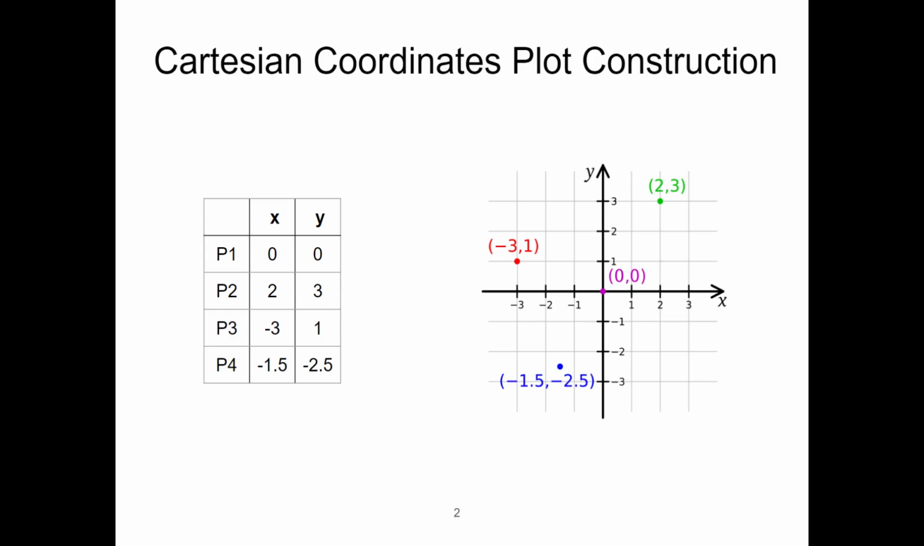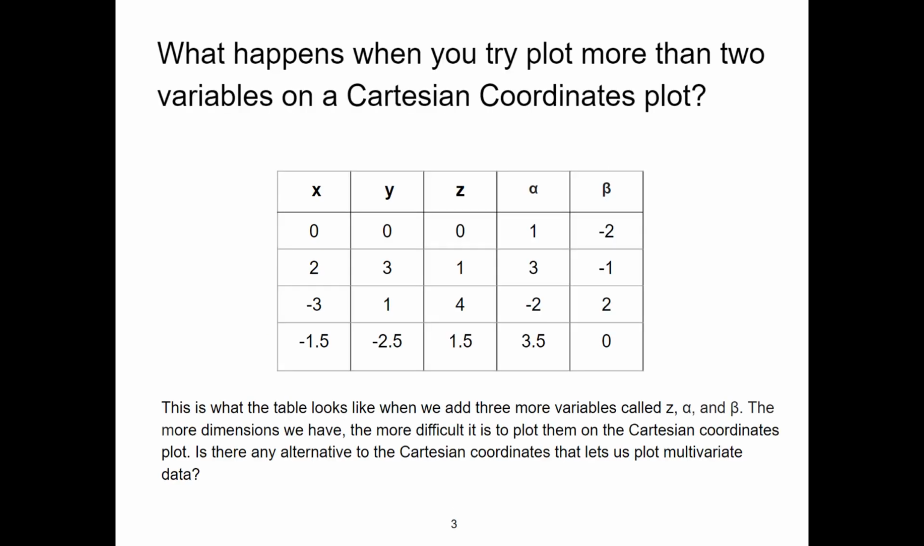from the origin. Point 3, minus 3 and 1 is located 3 units to the left of the origin and 1 unit above the origin. Also, we can follow a similar process for identifying point 4.